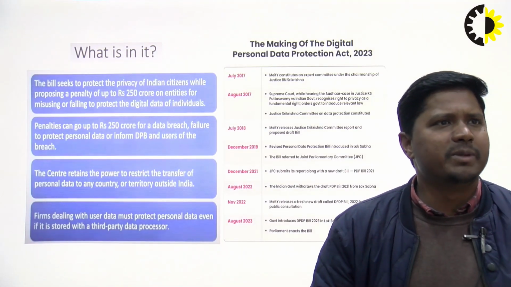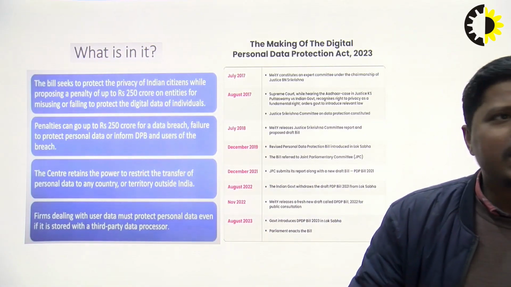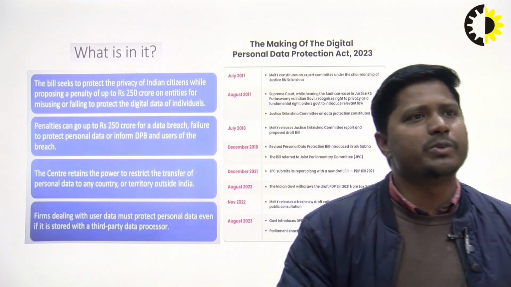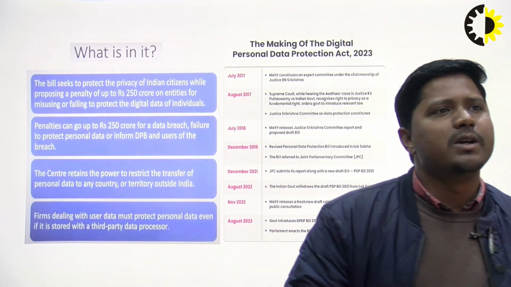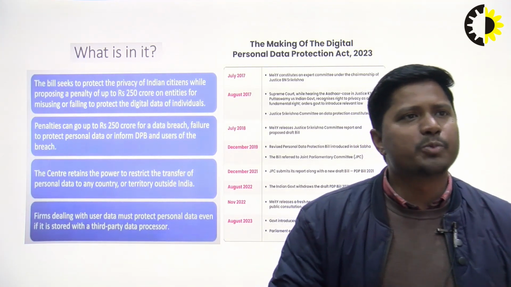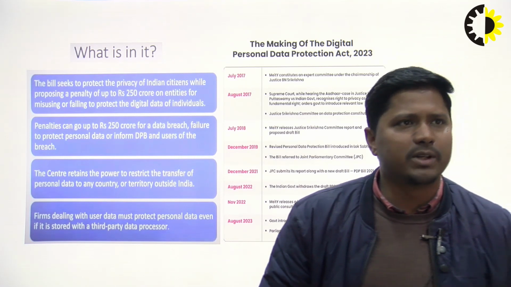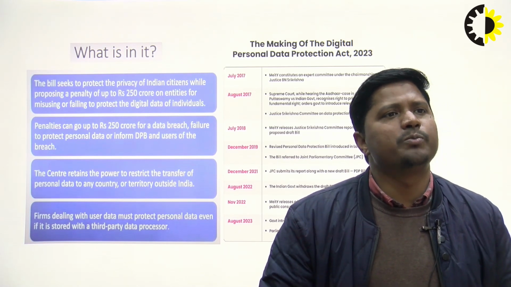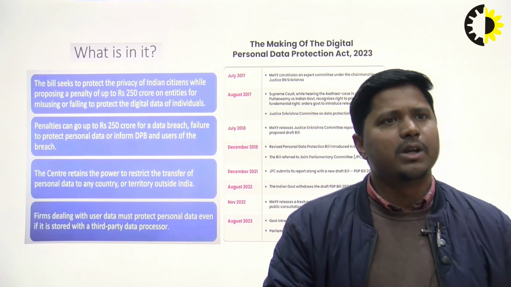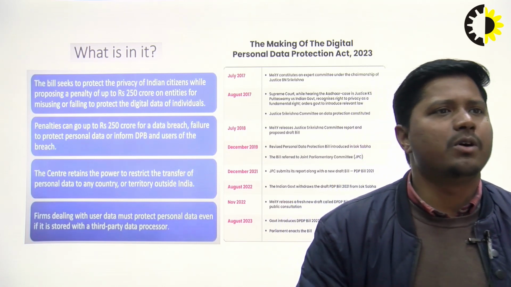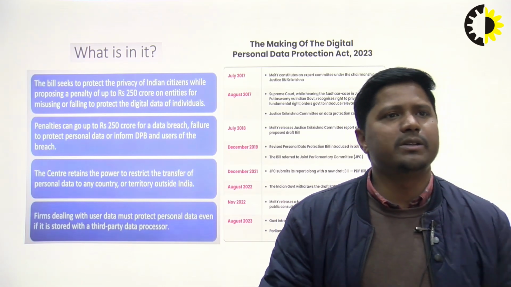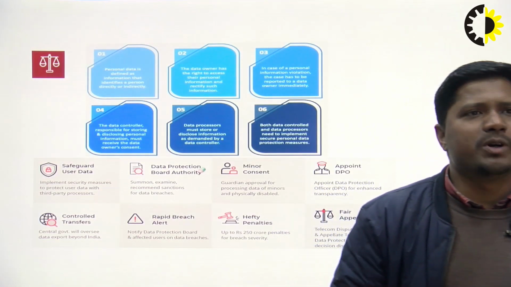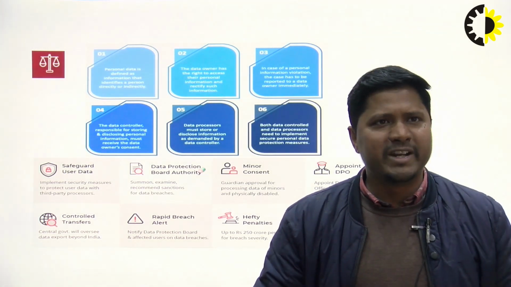The bill seeks to protect the privacy of Indian citizens while proposing a penalty of up to rupees 250 crore on entities for misusing or failing to protect the digital data of individuals. And penalties can go up to rupees 250 crore for a data breach, failure to protect personal data, or to inform DPB users of the breach. So here we discuss some important points; there are six main points of this bill.